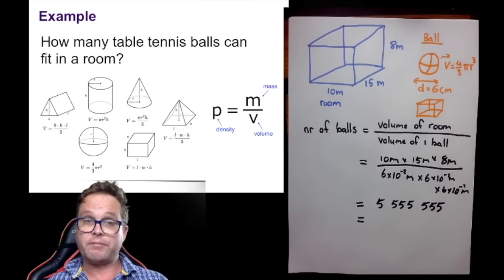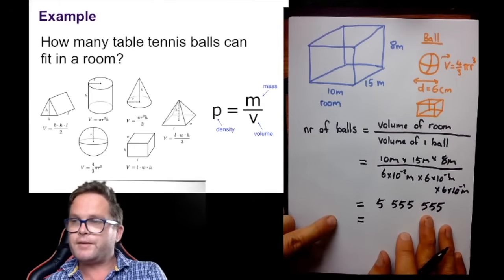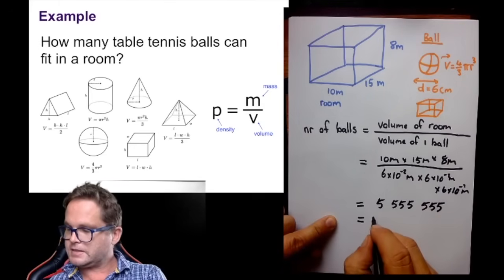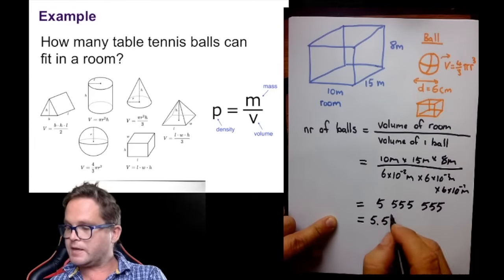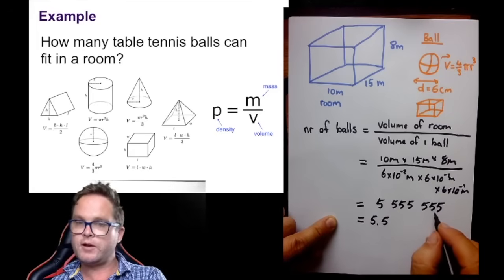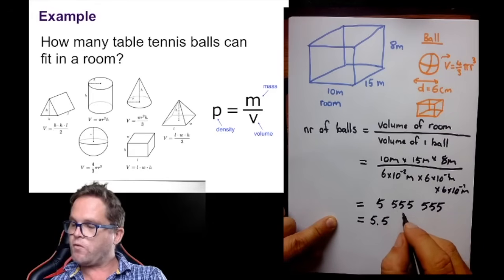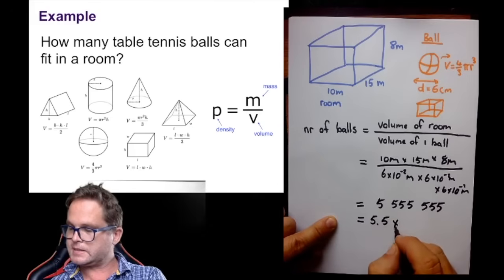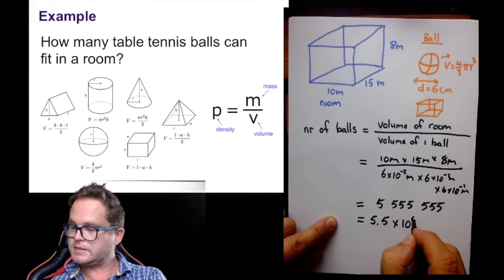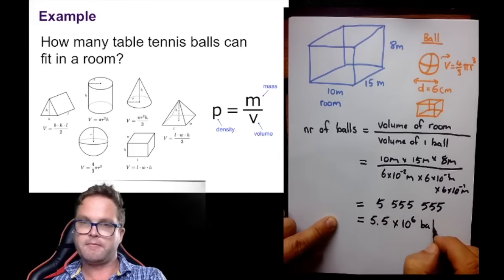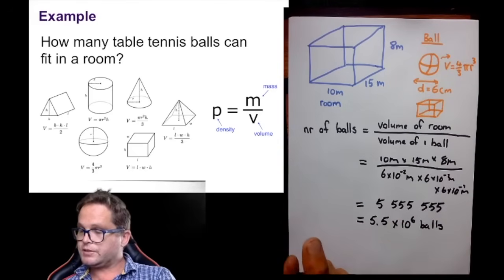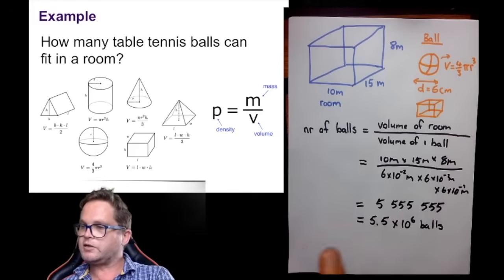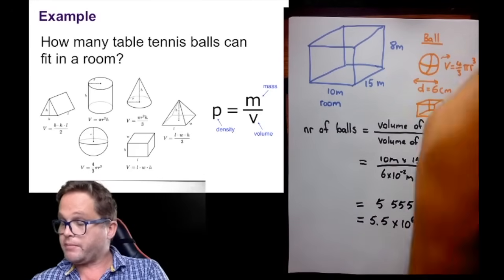We spoke about that before. When we want to round something off to order of magnitude, the first step that we need to do is write it in scientific notation. So this is going to be 5.5. You can count how many spaces you need to move the comma: 1, 2, 3, 4, 5, 6. We need to move it six spaces. So this is times 10 to the 6 balls, right?